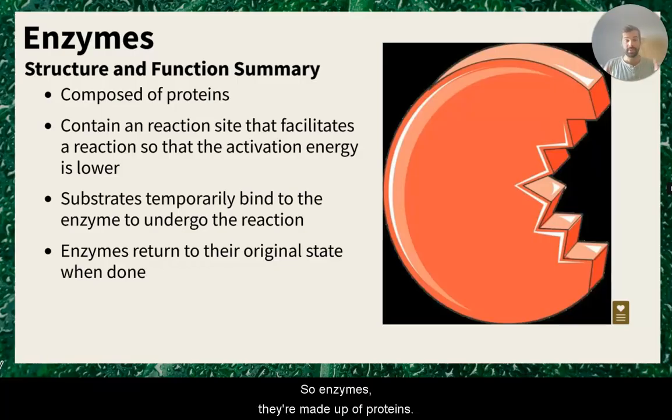So enzymes, they're made up of proteins. They have a reactive site that facilitates the reaction so that the activation energy is lower in that overall chemical reaction. And then the substrate, which is the piece that it is interacting with, will bind to that reactive site of the enzyme in order to undergo the reaction. So the citrate in that case was the substrate that was interacting with the enzyme, becoming isocitrate. So the enzyme finishes where it starts.